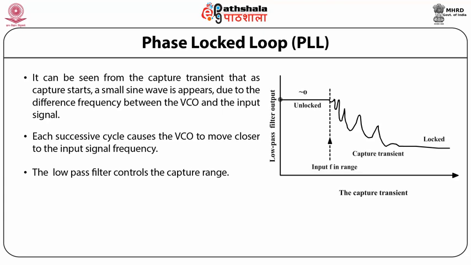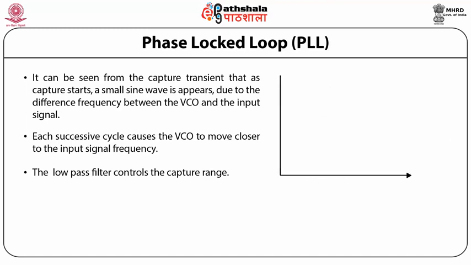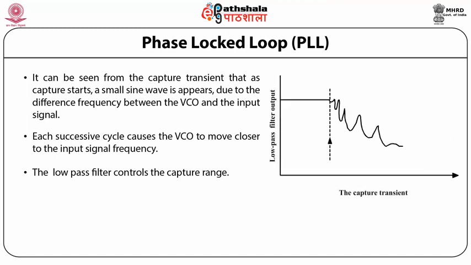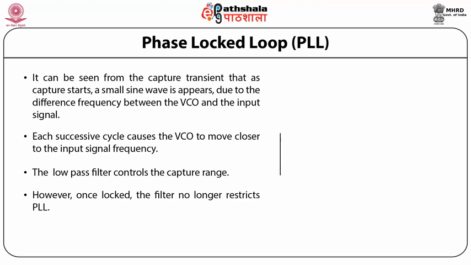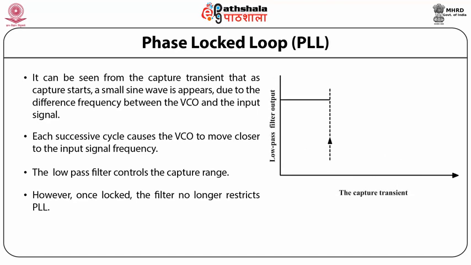If the VCO frequency is far away, the beat frequency will be too high to pass through the filter and the PLL will not respond. The signal is out of the capture band. However, once locked, the filter no longer restricts the PLL. The VCO can track the signal well beyond the capture band. Thus, the tracking range is always larger than the capture range.